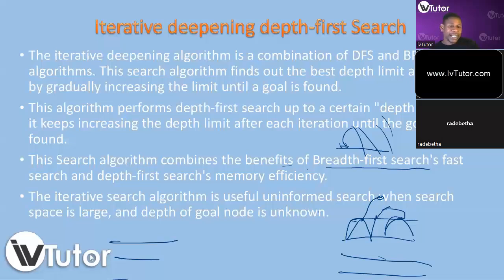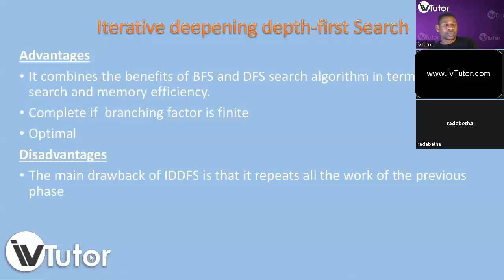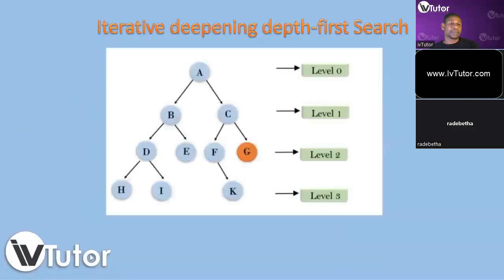When the search space is large and the goal depth is unknown, then iterative deepening can be an option, right? So it combines the benefits of these. We have got fast search and memory efficiency, complete if the branching factor is finite, and it is optimal, right? So it's going to repeat all the work of the previous phase. That is not a good thing. It's going to repeat it because it doesn't keep memory.